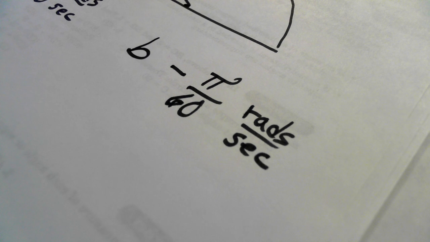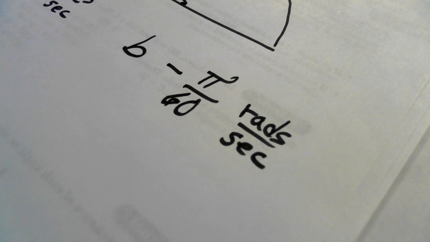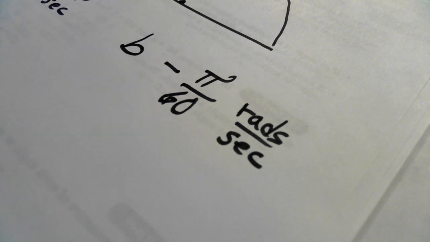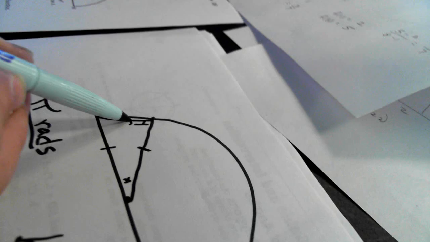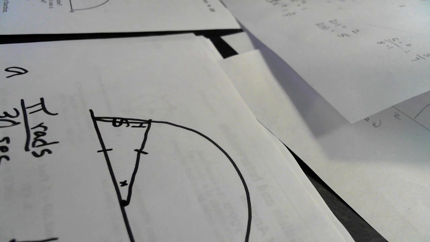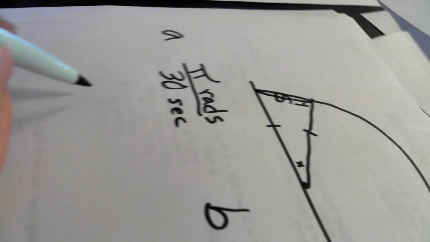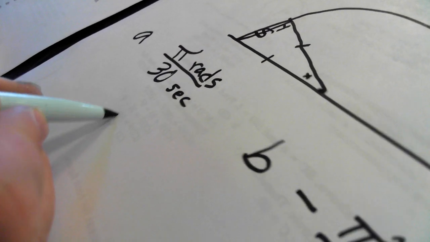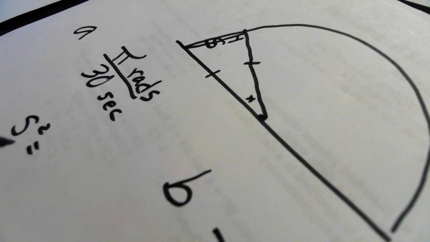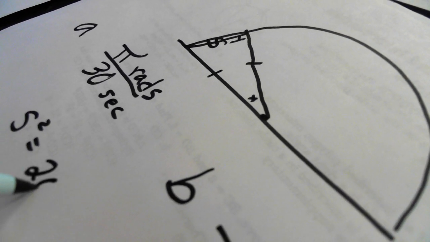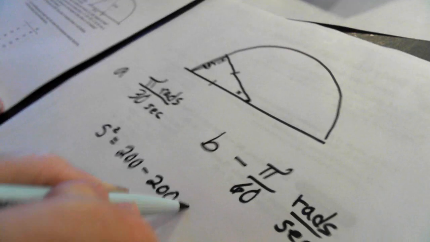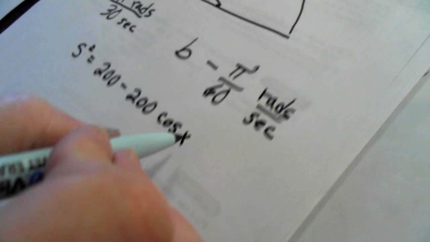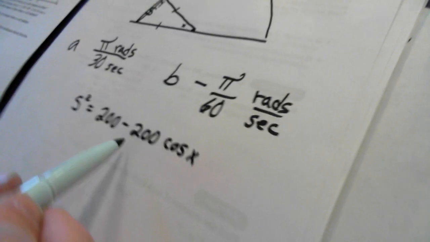Shut up, man. Then it says S and X are related by the law of cosines. They have S over here. They kind of gave you the law of cosines and the whole formula. They said that S squared is equal to 200 minus 200 cosine of X right there. They kind of gave you that.